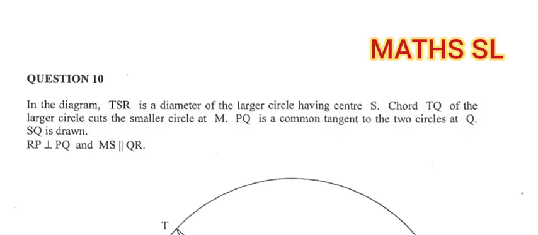I'm Saqib Latif. This is a May-June 2021 NSC exam question, paper 2. The question says in the diagram TSR is a diameter of the larger circle having center S.